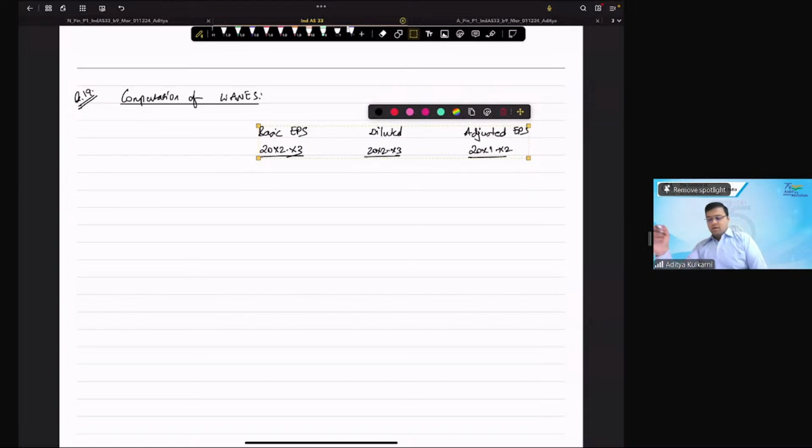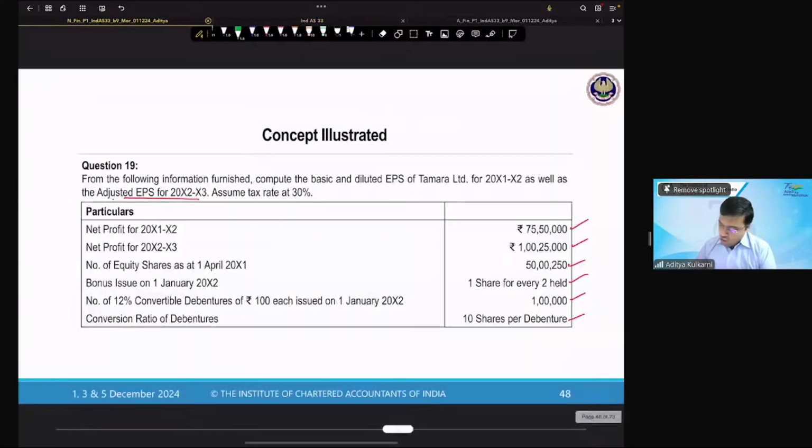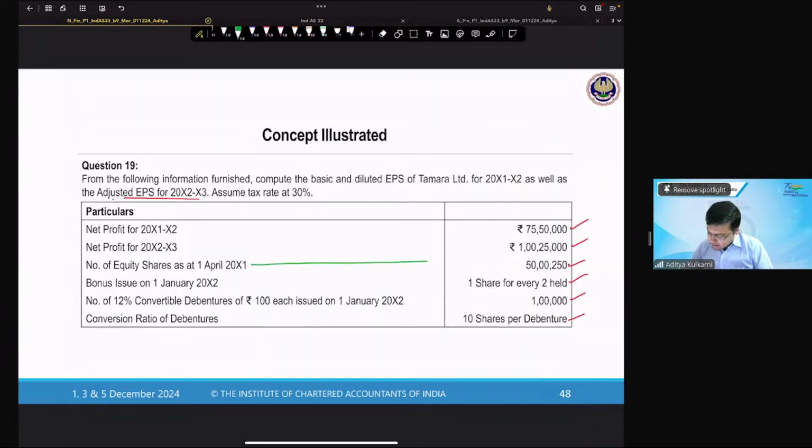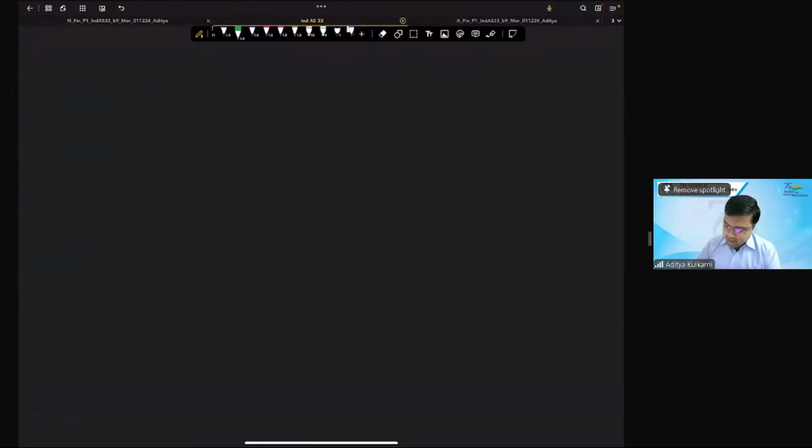Okay, all right. Now, how many shares are there in the beginning? Number of equity shares at 1st April: 50 lakh 250.